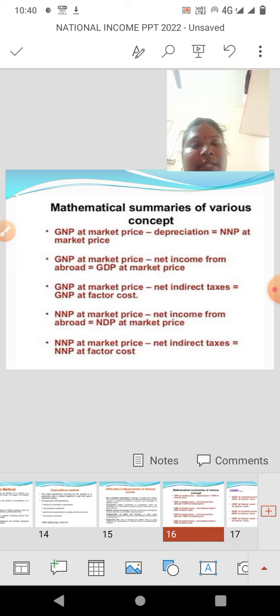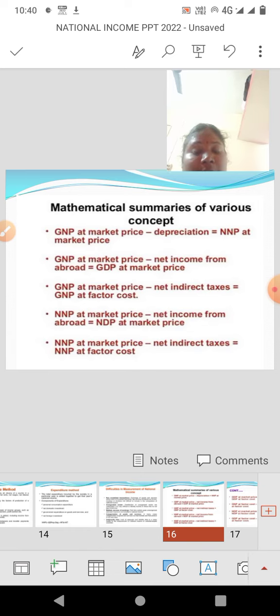These are the mathematical summaries of various concepts. The formulas I have given to you. The first formula: GNP at market price minus depreciation equals NNP at market price. Then GNP at market price minus net income from abroad equals GDP at market price. Another one is GNP at market price minus net indirect taxes equals GNP at factor cost.